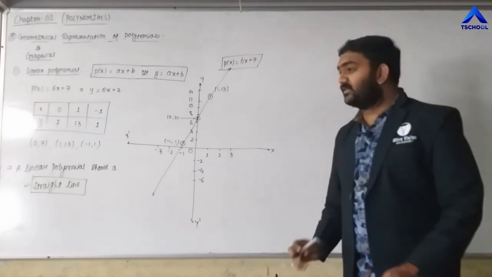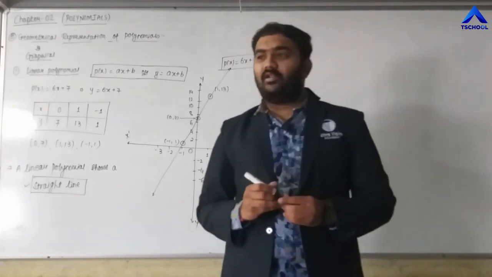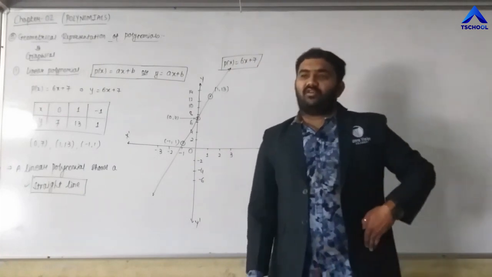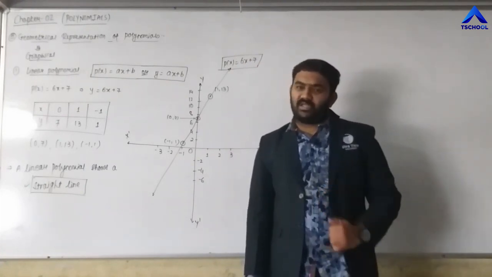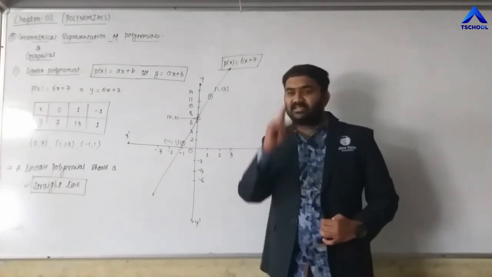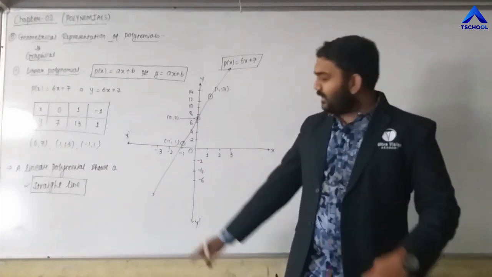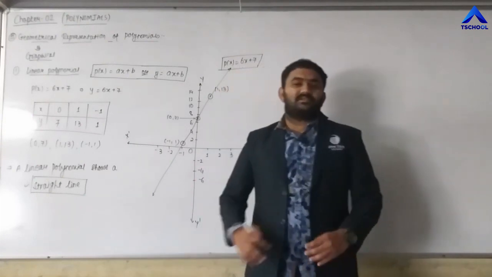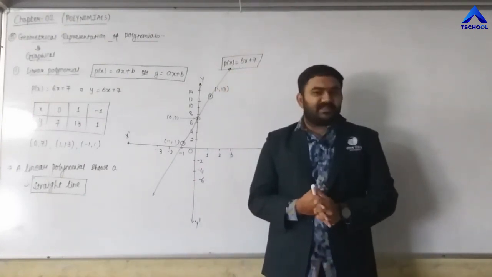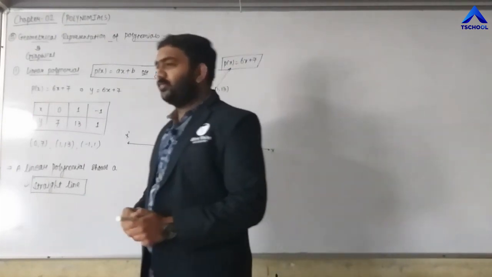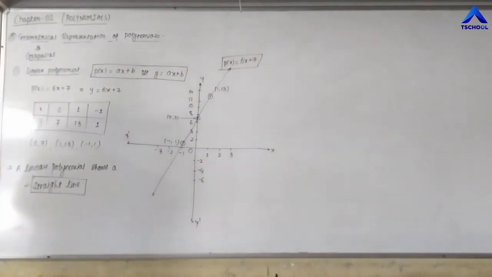Before starting this topic, I said to recall what the nature of a linear equation in two variables was. Right? Again, you can see that a linear equation in two variables also showed a straight line. A linear polynomial here also shows a straight line. Is it clear everyone? So that was about the geometrical representation of a linear polynomial.